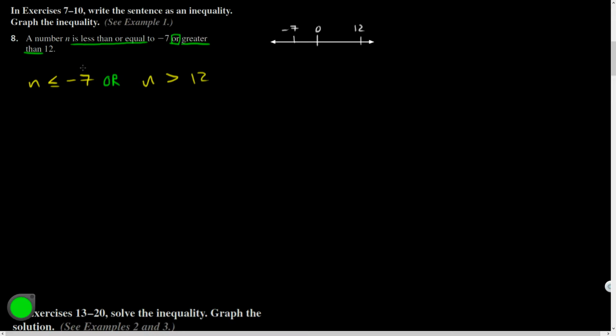All right. So n is less than or equal to -7. So what type of circle will this be? Closed, yeah. All right, closed circle. Less than is left then, right? Shaded to the left. And at 12, open or closed circle, friends? Open, and shaded greater than is to the right. The positive x-axis is in that direction.